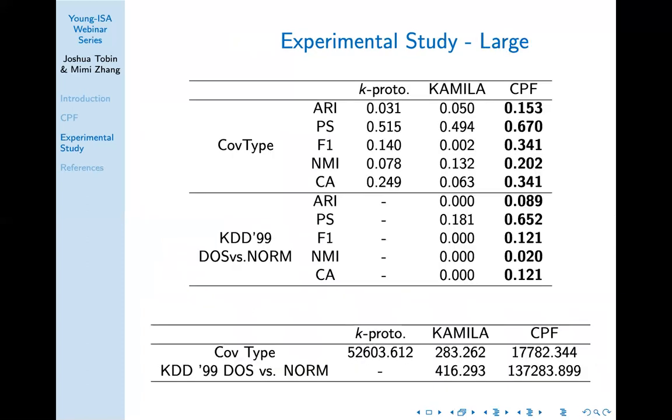For large data sets, this is just a subset here. So here we have the cover type data, which has, I think, about 500,000 instances, and the KDD data set, which has over 4 million instances in it. We see that our method has the best, though not very good, clustering results. So definitely better than the original K-prototypes approach.